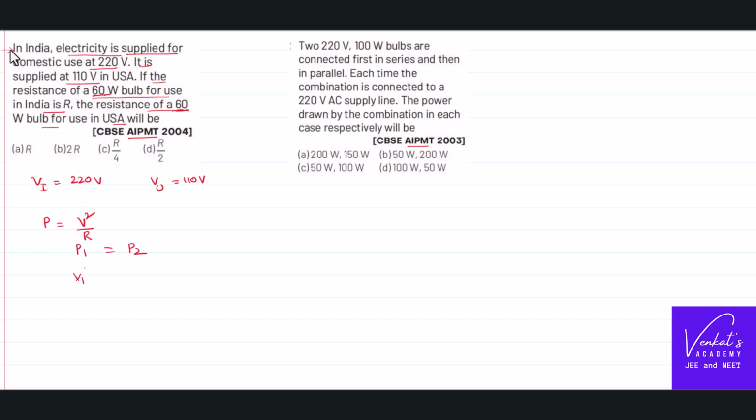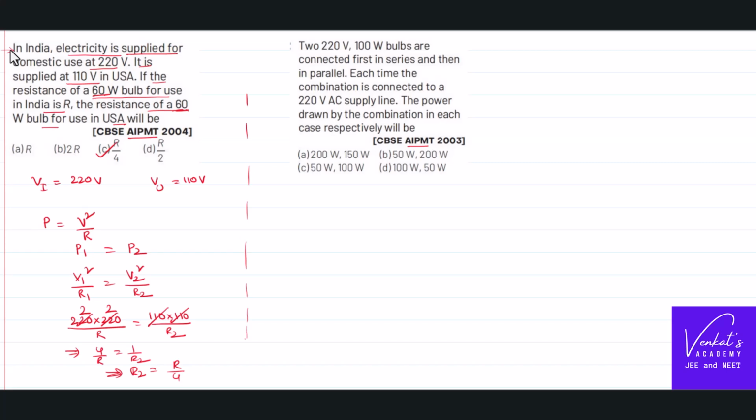That means V1 square by R1 equals V2 square by R2. V1 is 220, R1 is R, V2 is 110, R2 we have to find out. 110 two times is 220. This 110 also two times is 220. So what we have got is 4 by R equals 1 by R2. That implies R2 equals R by 4. That's the answer for the problem. So this is a very simple problem.